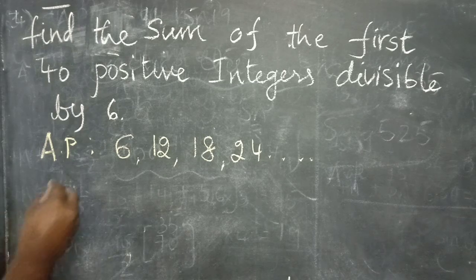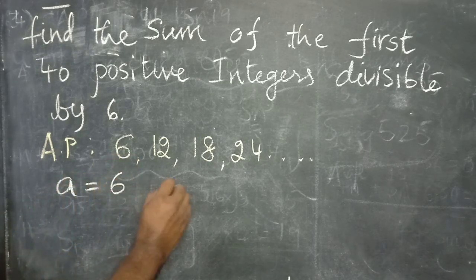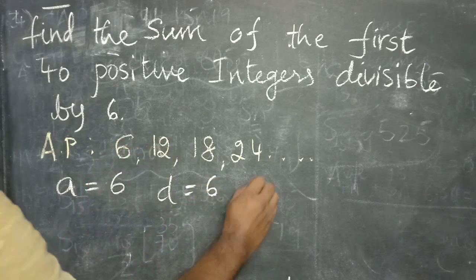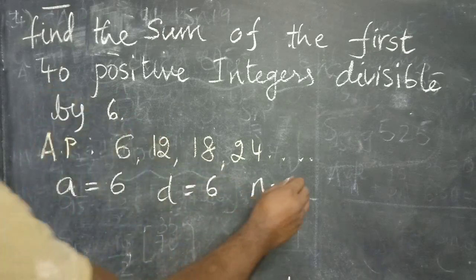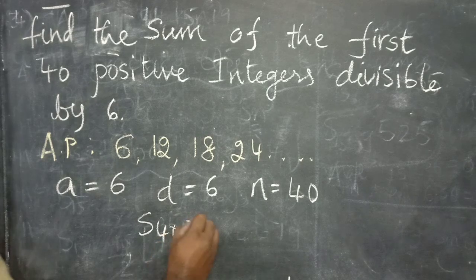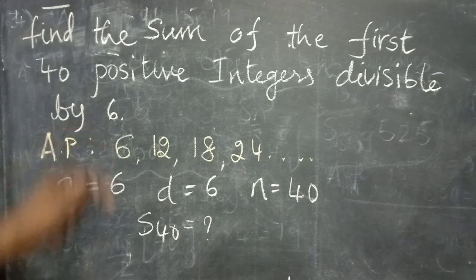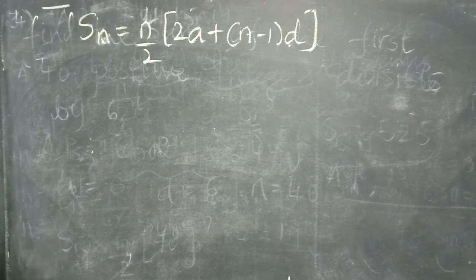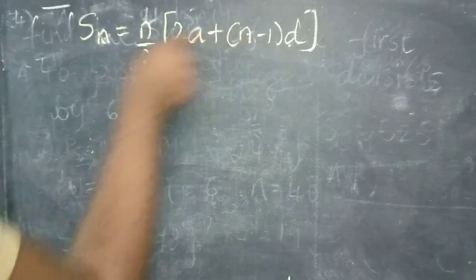So we need to find out the sum of first 40 positive integers. So what is the value of a? a equals the first term 6. d equals a2 minus a1, that is 12 minus 6 is 6. n equals 40. Now we need to find out the sum of first 40 positive integers which are divisible by 6. Now I will use the formula Sn equals n divided by 2 times 2a plus n minus 1 into d.